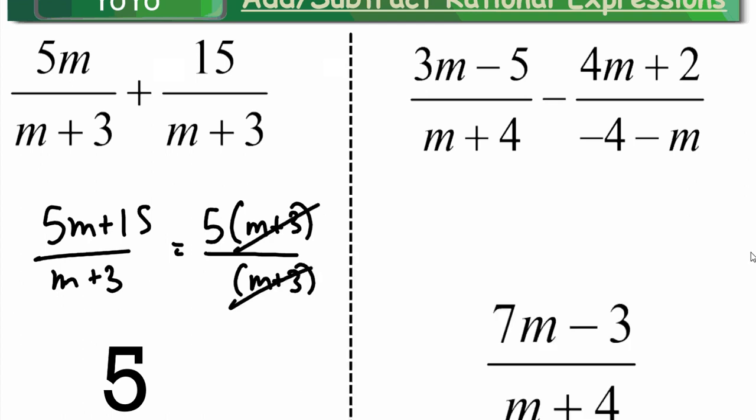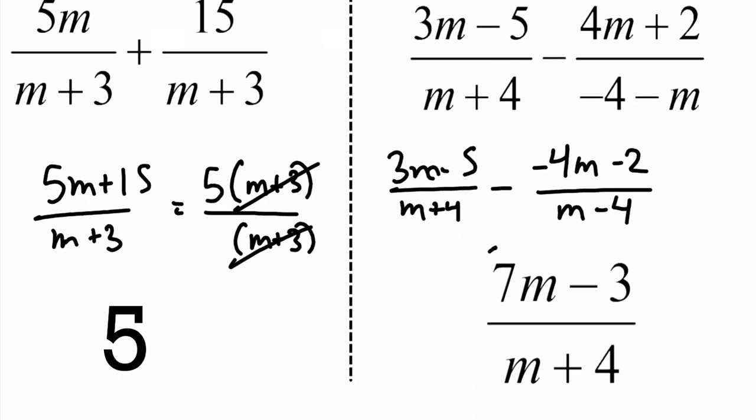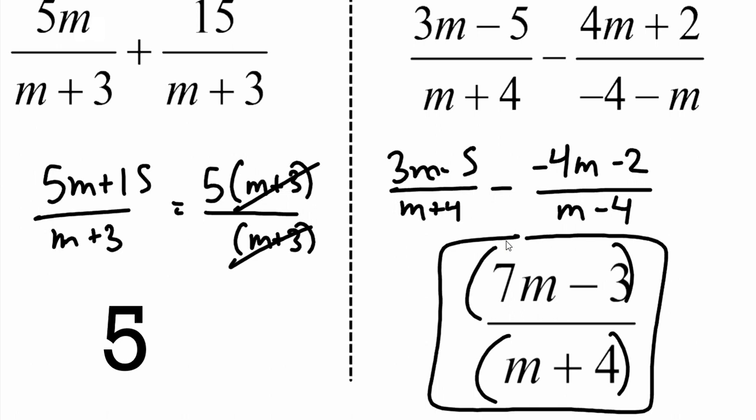Second one is just like the one we did prior, 3m minus 5 over m plus 4. You need an opposite sign, so you have to multiply the top and bottom by a negative. When you multiply the top and bottom by a negative, you have a negative 4m minus 2 down below. It'll then be m minus 4. Then you just go subtracting. 3m minus negative 4m is 7m. Negative 5 minus negative 2 makes negative 3. This is one expression. That is one expression. You can't simplify it any further, and you'd be done.